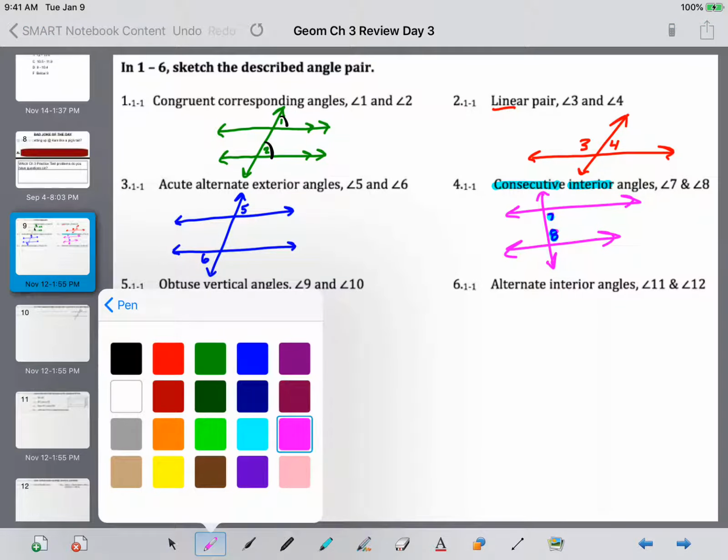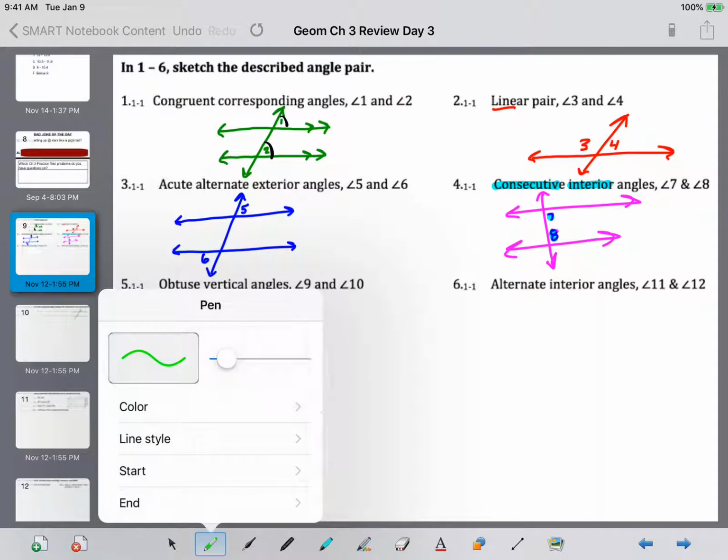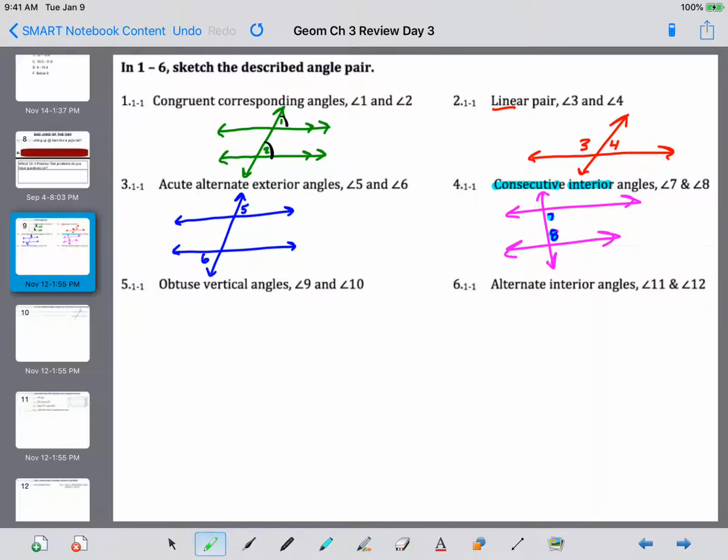All right, now for number 5, it says to draw obtuse vertical angles. So vertical angles happen when you have two lines that intersect. And then we look at our obtuse angles. Well, here's an obtuse angle. I'm going to call that 9. And then on the right-hand side, right across from that would be angle 10.